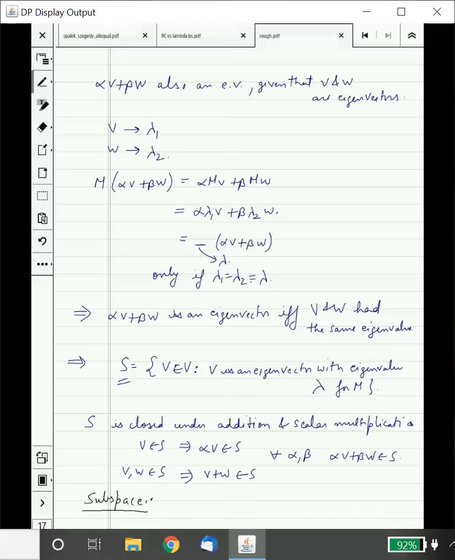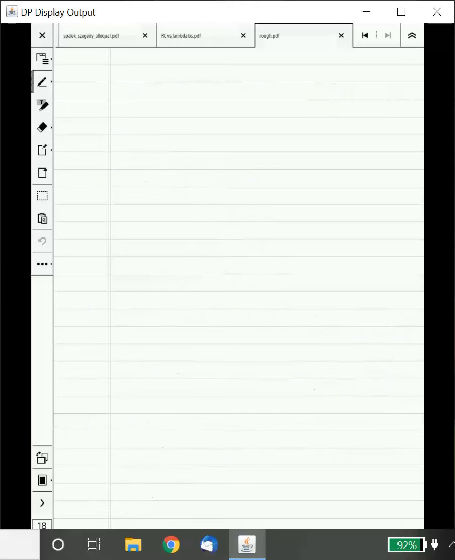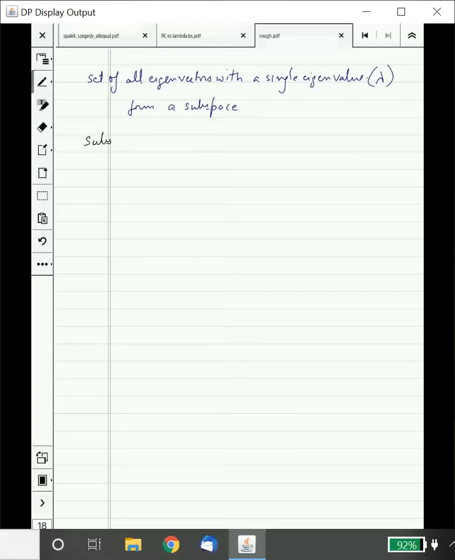You should know this. What we have shown here is that the set of all eigenvectors with a single eigenvalue, so you fix an eigenvalue and look at all the eigenvectors corresponding to it, will form a subspace. So let's say the single eigenvalue was lambda, then the subspace is actually called the lambda eigenspace. These are the three words you have to remember: eigenvalue, eigenvector, and eigenspace.